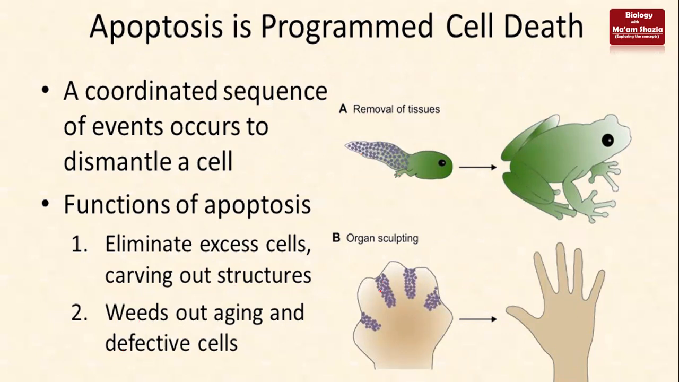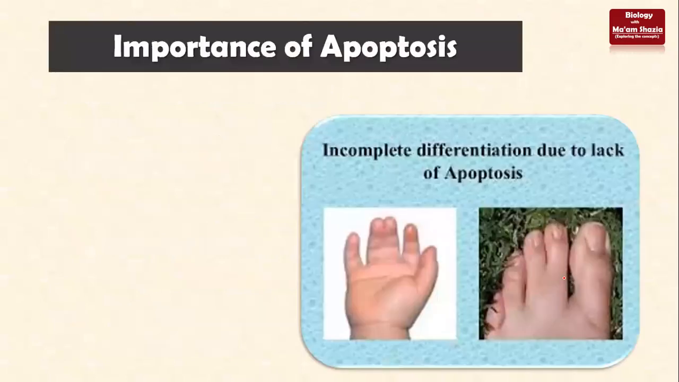Similarly, our fingers before were like a pad, and then later on it has a web inside between the fingers, and all these cells get digested with the help of apoptosis, and we got our hand like this, right?